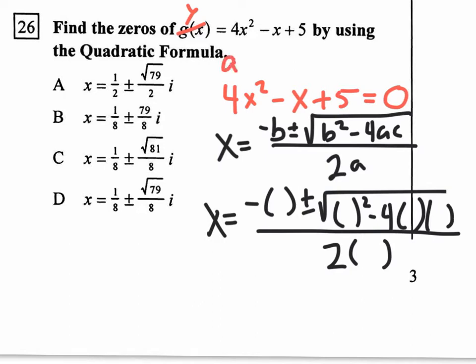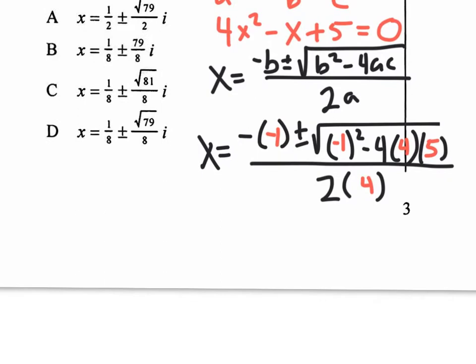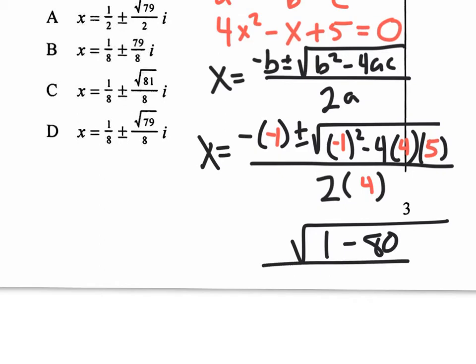The a value is 4, the b value is -1, and the c value is 5. So -1 for b, a is 4, the c value is 5. And when you work out the quadratic formula, on the inside of the square root, you're going to have 1 and then minus 80, because 4 times 4 is 16, 16 times 5 is 80, over 8, plus or minus with a positive 1 out there in the front.